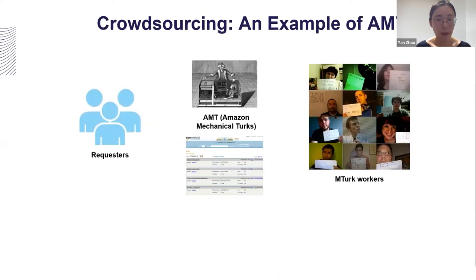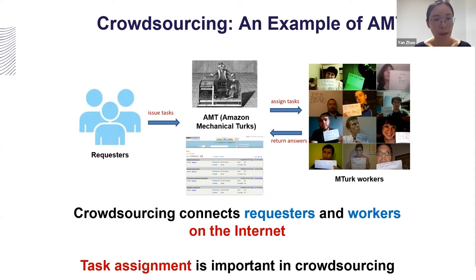Taking Amazon Mechanical Turk as a case, we show how crowdsourcing works. Requesters can issue tasks to the AMT server. Workers are assigned to these tasks by the server and return their answers. We can see that crowdsourcing connects the requesters and workers on the internet. And one of the most important focuses in crowdsourcing is task assignment.